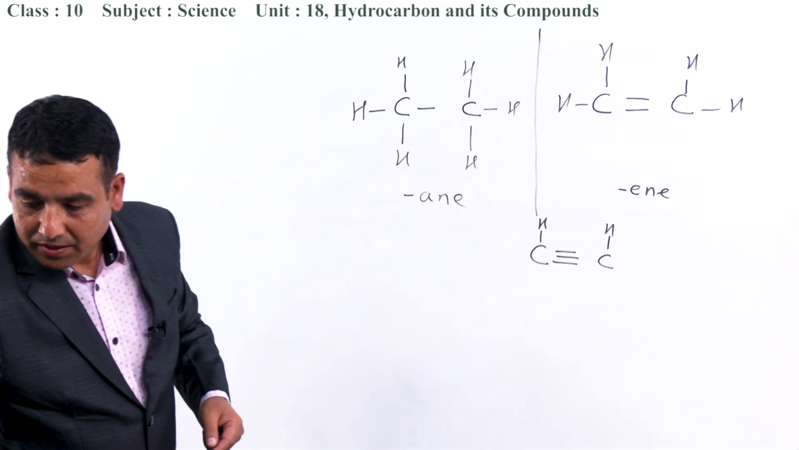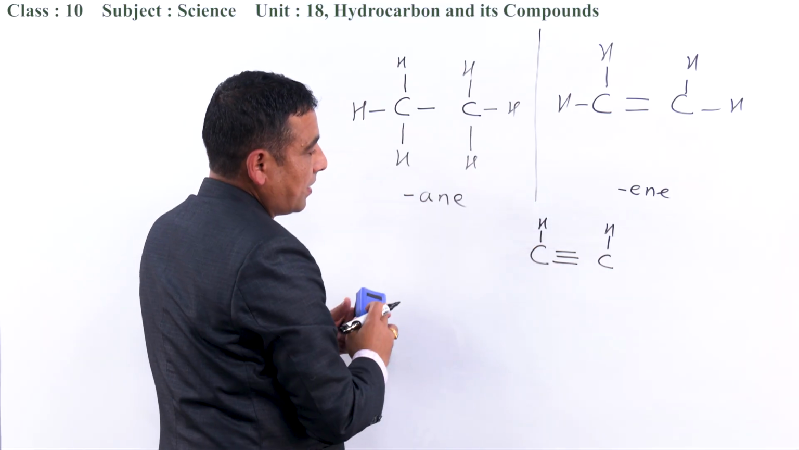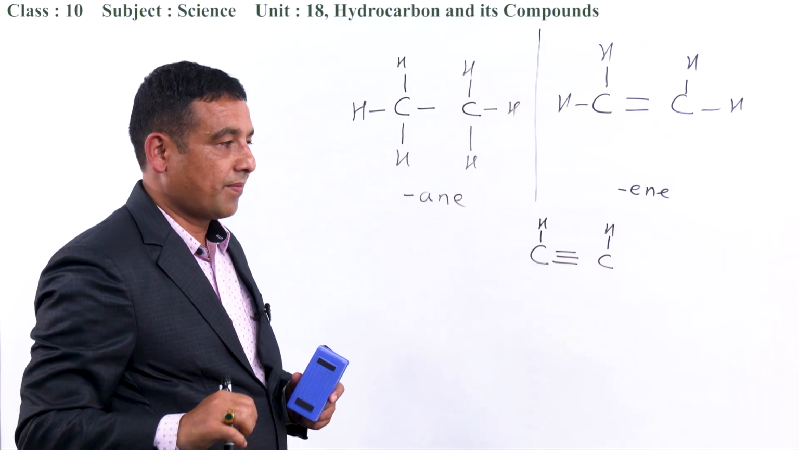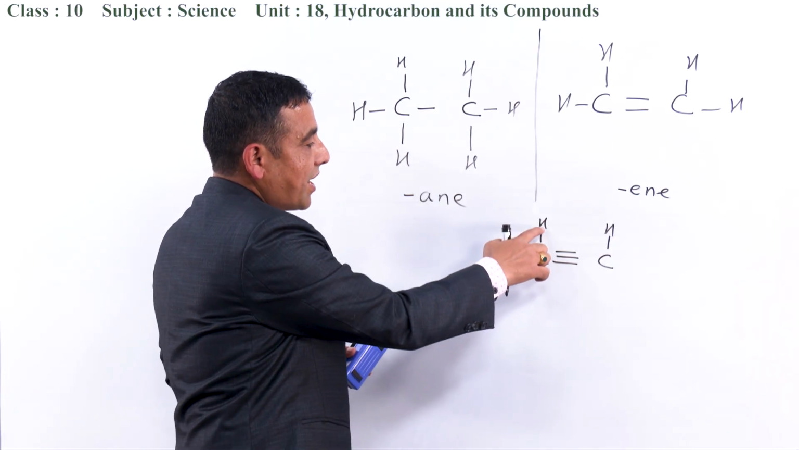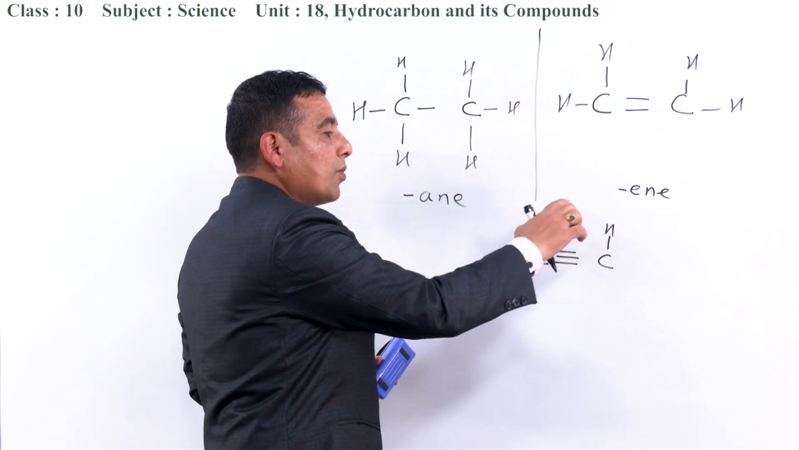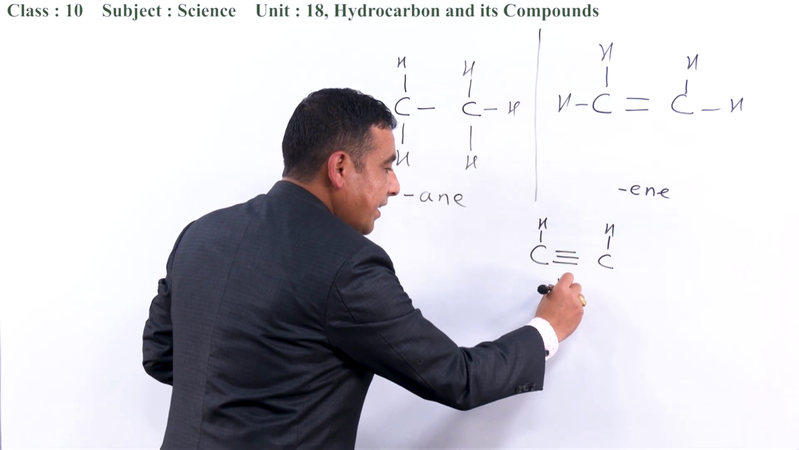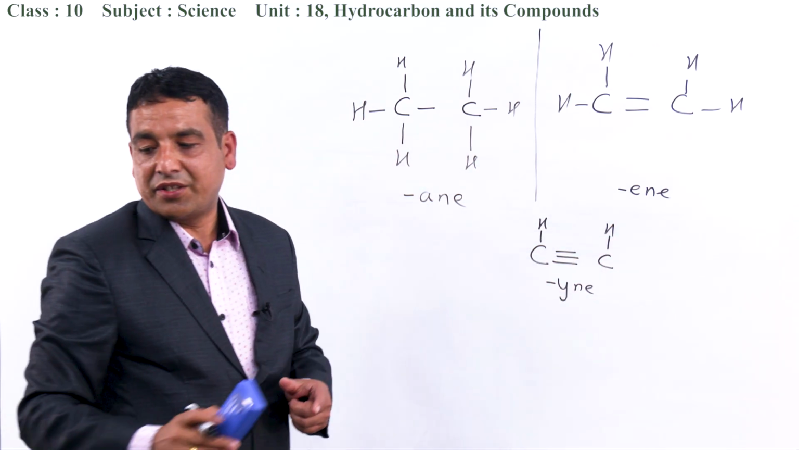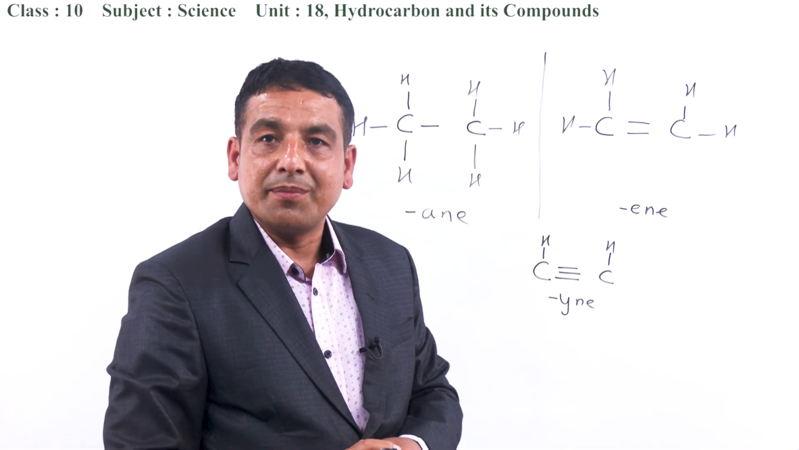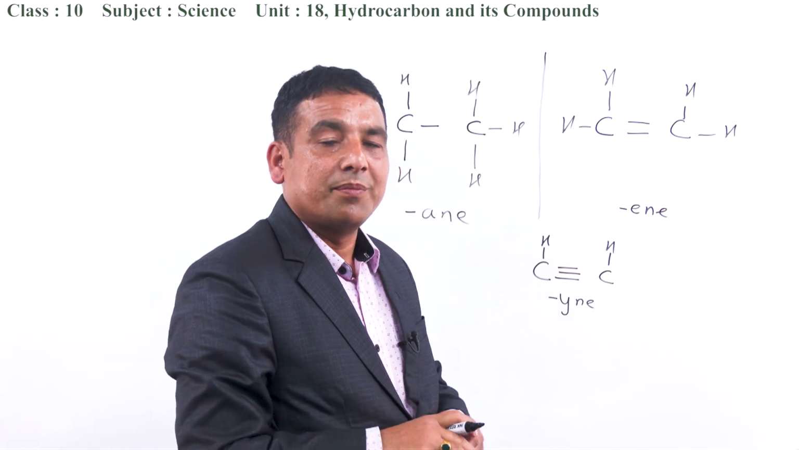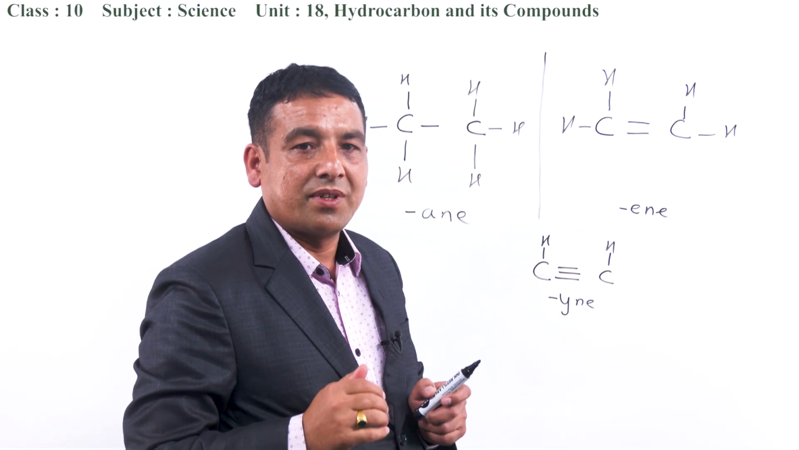Okay, these two carbon atoms have been bonded by three bonds. Then there is only one hydrogen atom for this carbon, as well as only one hydrogen atom for this carbon. So the primary suffix is used to write the IUPAC name of these types of compounds in which there are three bonds between two carbon atoms.